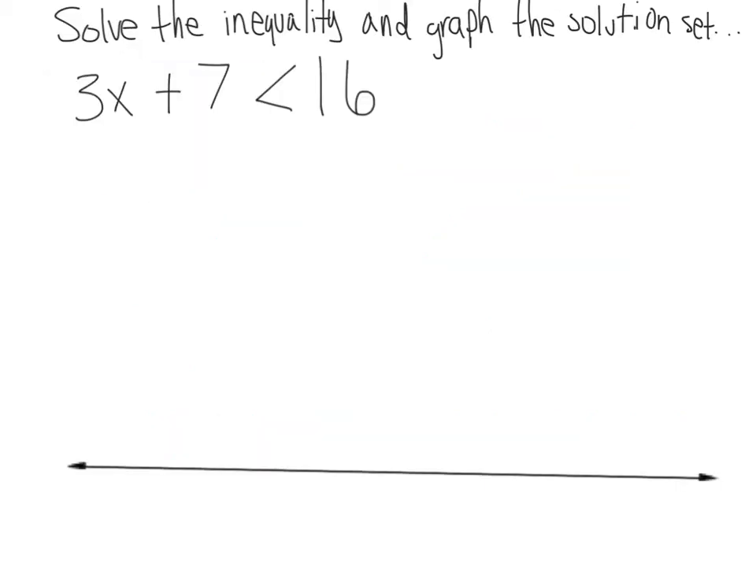Okay, next we're looking at solving the inequality and then graphing our solution set on the number line. This is again a one variable inequality. So I'm going to treat it like an equation. I start by subtracting 7. So I get 3x is less than 9. And then dividing by 3.